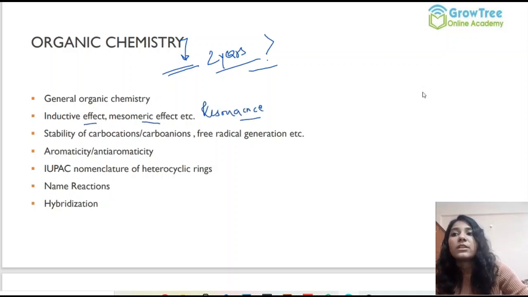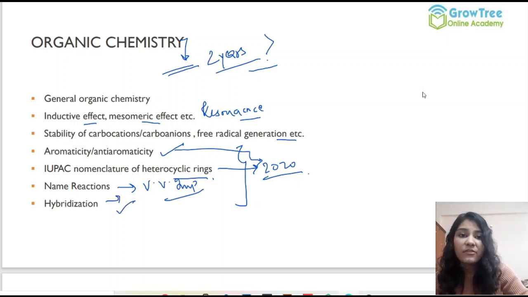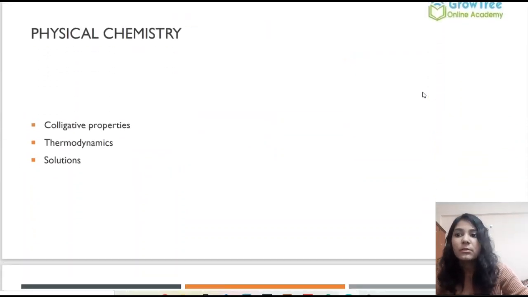You should know about the stability of carbocations, free radical generation, etc. And mainly questions are also asked from these topics, which are aromaticity, anti-aromaticity, and IUPAC nomenclature of heterocyclic rings. In 2020 a question was asked from this, and from this also. Then name reactions, which are very important and asked every year. Questions are also asked from hybridization.